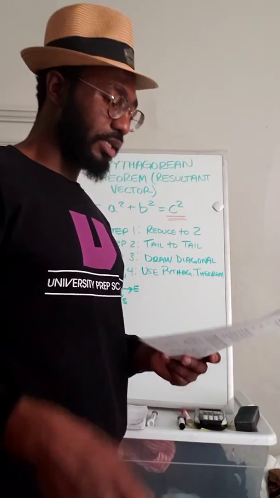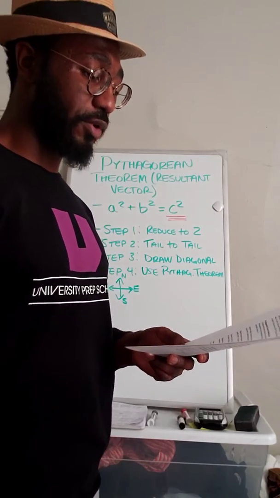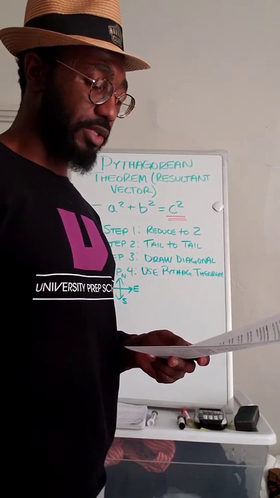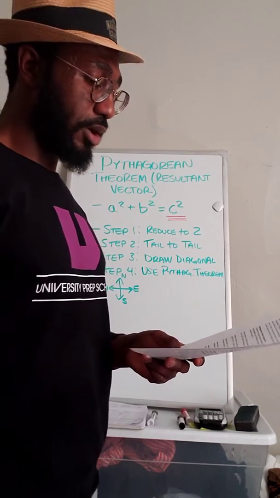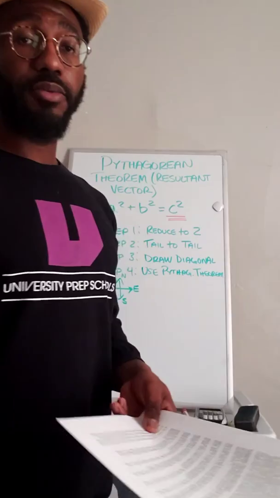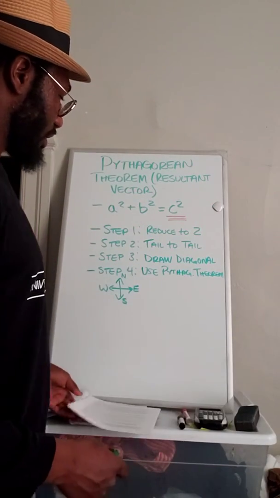So it says Steve is going to a party and gets lost along the way. He drives 40 miles north, 13 miles east, 30 miles south, and 11 miles west. What is his displacement? When it's asking you for displacement, it's asking you for the resultant vector, okay? So that again means we're going to be doing this whole process, all right?